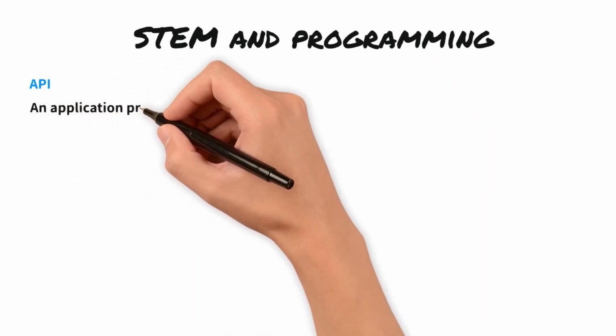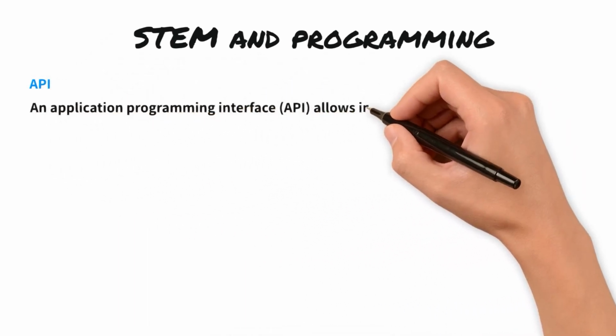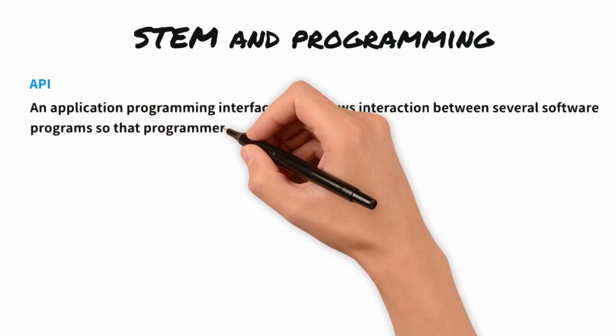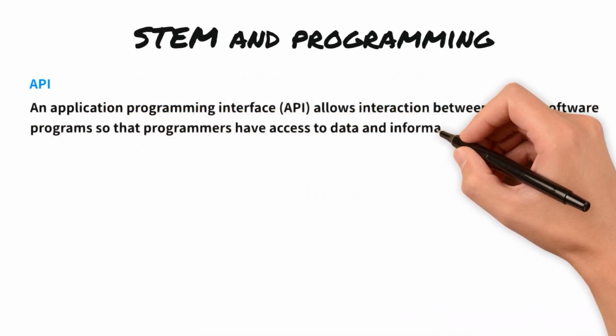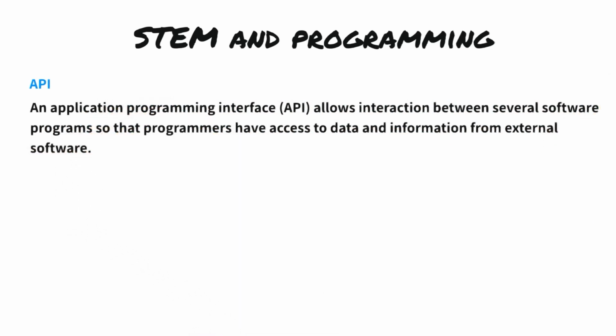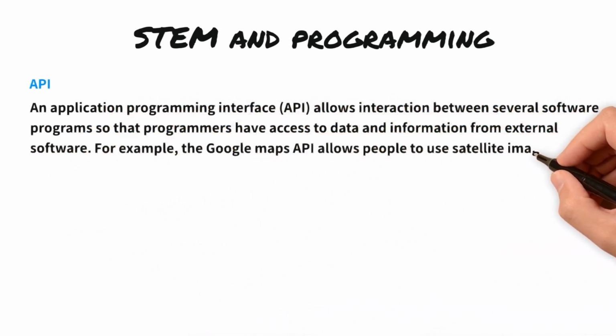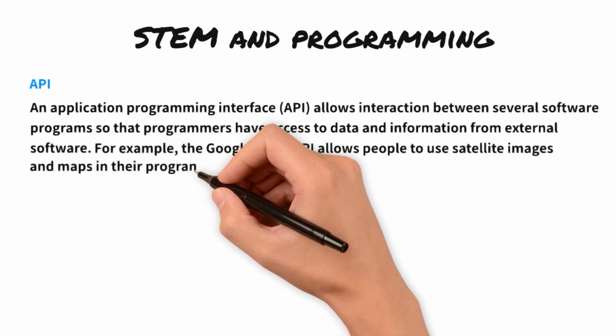API. An application programming interface, API, allows interaction between several software programs so that the programmers have access to data and information from external software. For example, the Google Maps API allows people to use satellite images and maps in their programs.